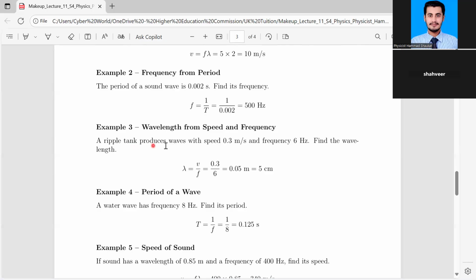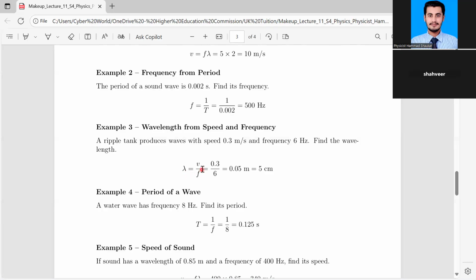Another example: a ripple tank produces waves with speed 0.3 meters per second. Now what is given? Is it v, lambda, or frequency that is given? 0.3 meters per second. From the unit, you can identify: speed, which is denoted by v. So this is the value for v, and frequency is also given, which is 6 hertz. What you have to find is the wavelength, which means you have to find lambda. You know what the expression is? v equals f lambda. And if you want to find lambda, then lambda becomes equal to v by f, right?